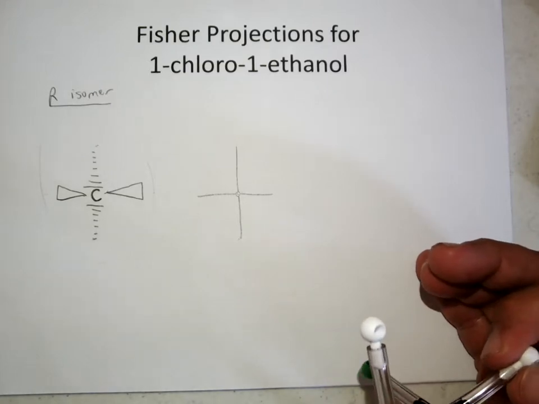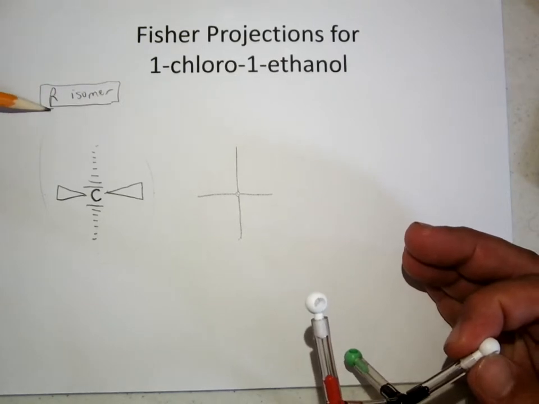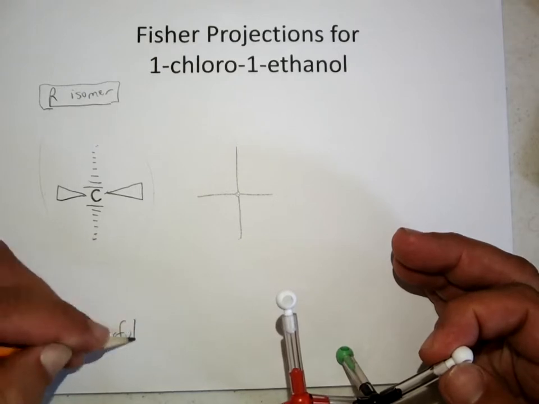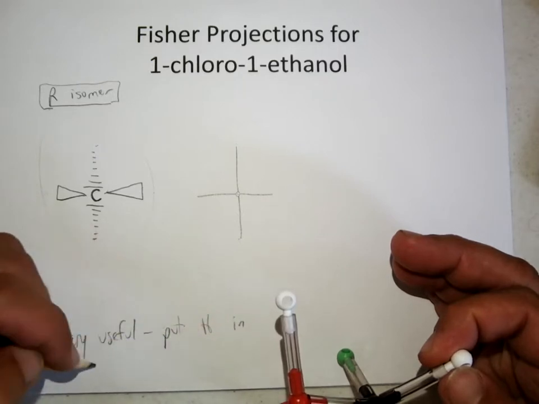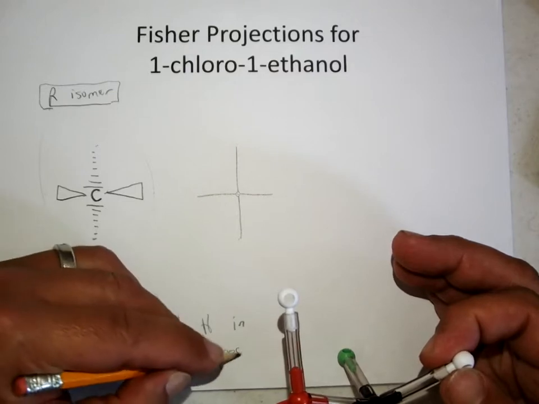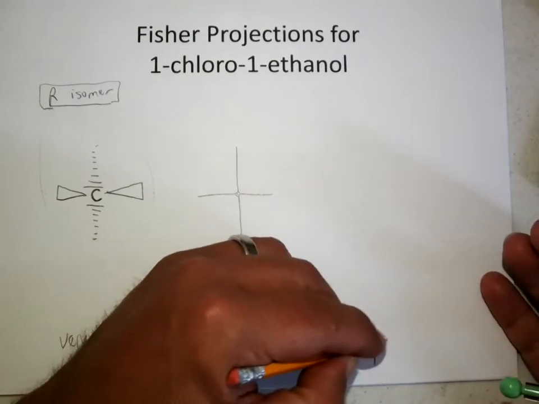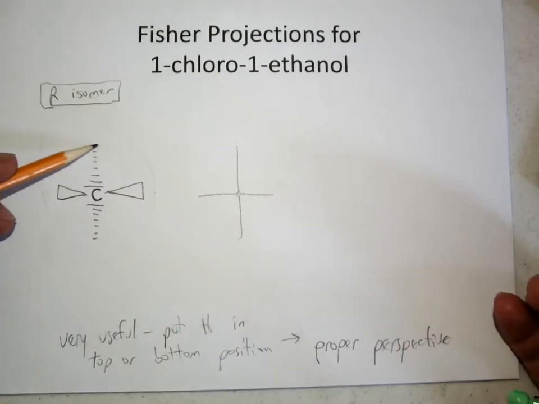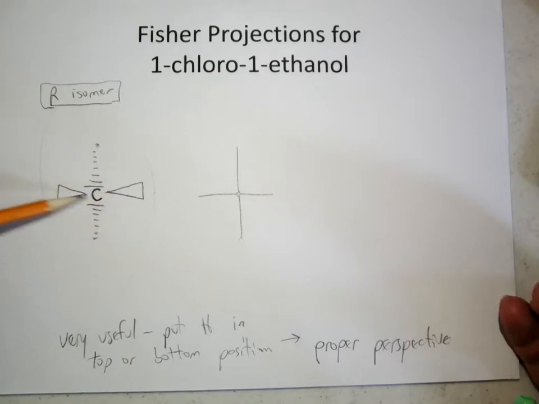Now to reconcile the R versus S designation and the Fischer projection, what is very useful to do is to put the hydrogen in the top or bottom position. And what a lot of people call that is proper perspective, because when the hydrogen is behind, then the other three groups are set right for assigning the chirality.